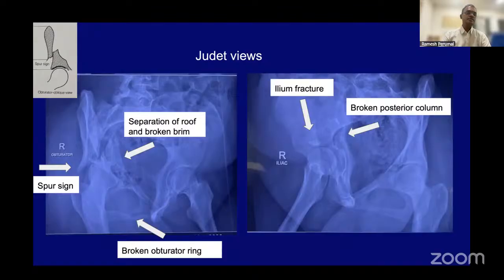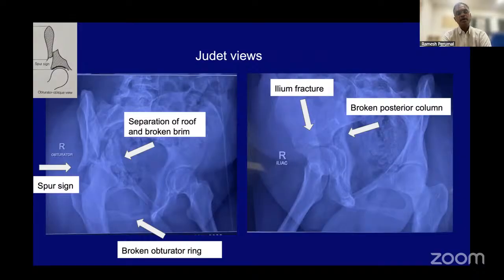The spur sign is a finding commonly seen in an obturator view, where there is dissociation of the weight bearing axis. You can also see a lifting up of the roof along with the broken rim, and there is a constant break in the obturator ring, so it causes rotation of both the column fragments.